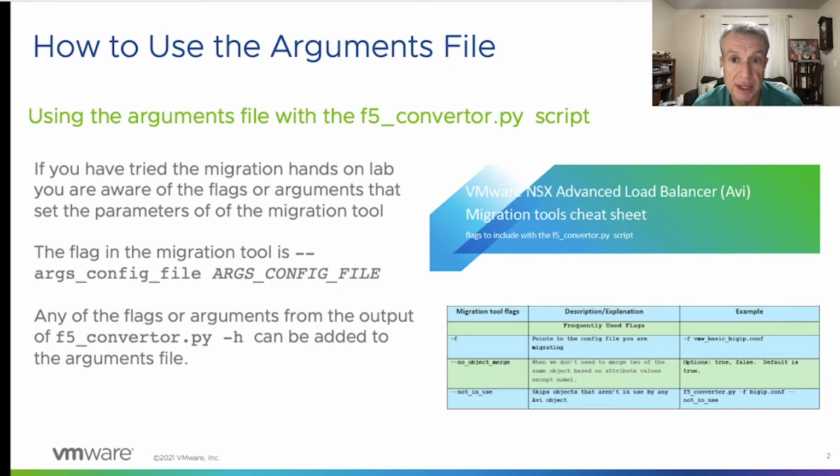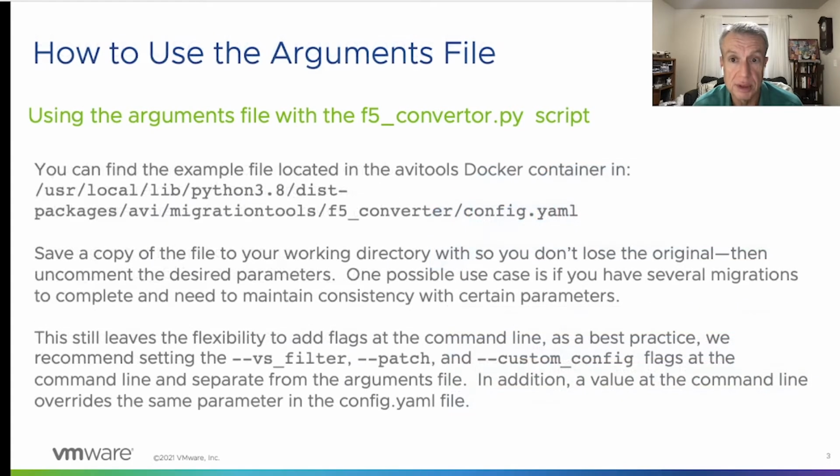The args config file allows you to add any argument available in the migration script to customize your conversion. We'll show you how to move several of these arguments from the command line to a single flag pointing to the arguments file. A sample version of this file named config.yaml is included in your installation of the Avi tool suite. You will find more information on installing and using these tools from other videos in this series.